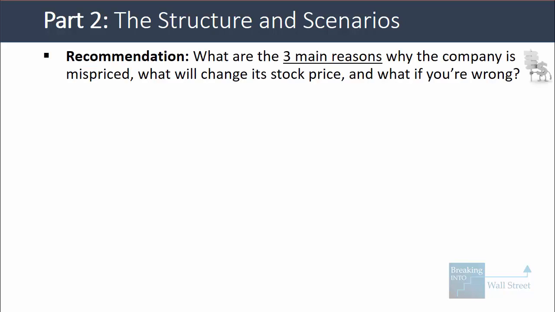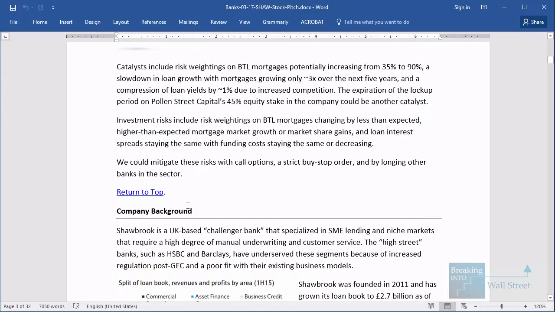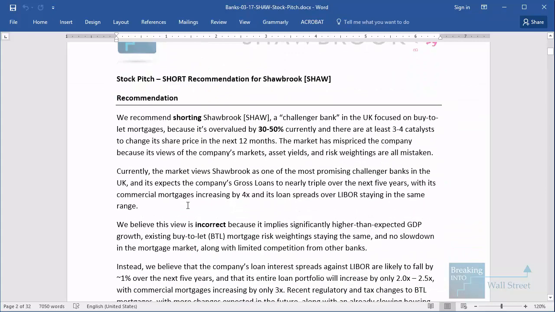We always recommend the same structure for stock pitches regardless of the industry or geography or anything like that. Normally, you want to start with a high-level recommendation and give the 3 main reasons why the company is mispriced, what will change its stock price, and then explain if you're wrong, how you might hedge against that risk of being wrong. So in our stock pitch here, we have around a page or so in the beginning, about a page and a half with the overall recommendation.